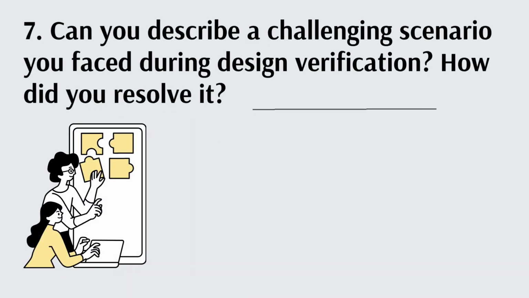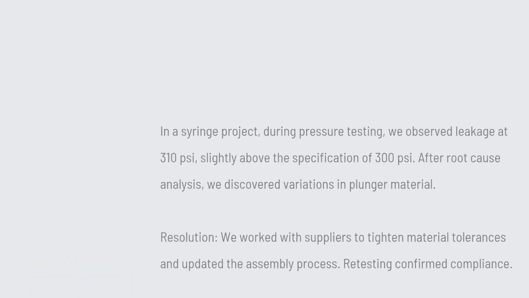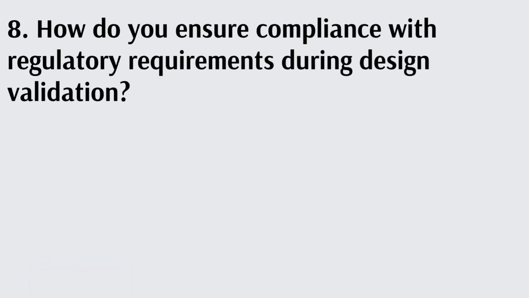7. Can you describe a challenging scenario you faced during design verification? How did you resolve it? Ideal answer: In a syringe project, during pressure testing, we observed leakage at 310 psi, slightly above the specification of 300 psi. After root cause analysis, we discovered variations in plunger material. Resolution: We worked with suppliers to tighten material tolerances and updated the assembly process. Retesting confirmed compliance.